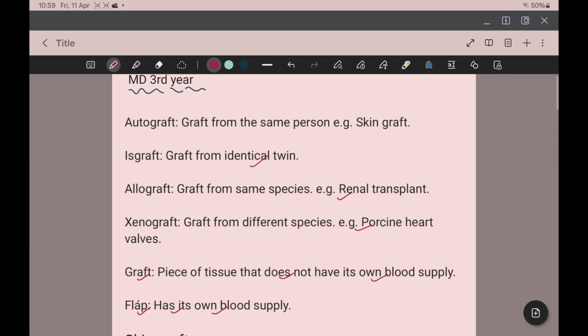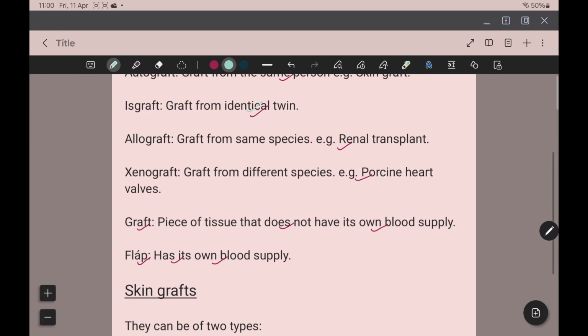We will start with some basic definitions. Autograft is a graft which is taken from the same person, for example, skin graft. Isograft, as the name suggests, is taken from an identical twin. Allograft is a graft which is taken from the same species, for example, in renal transplant. Xenograft is a graft taken from a different species, for example, porcine heart valves.